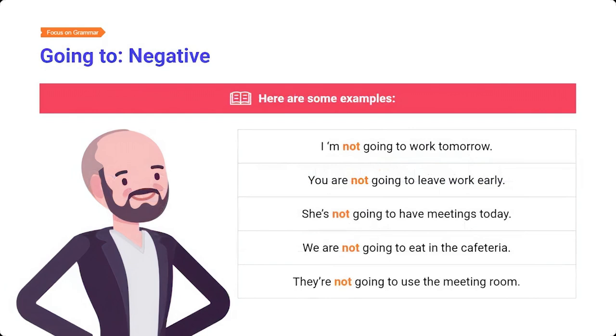Here are some examples. I'm not going to work tomorrow. You are not going to leave work early. She's not going to have meetings today. We are not going to eat in the cafeteria. They're not going to use the meeting room.